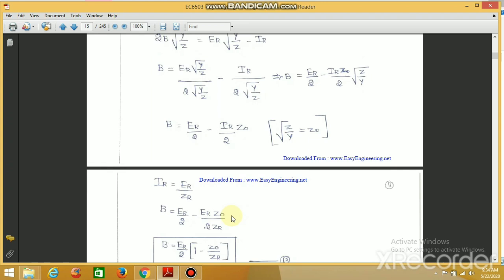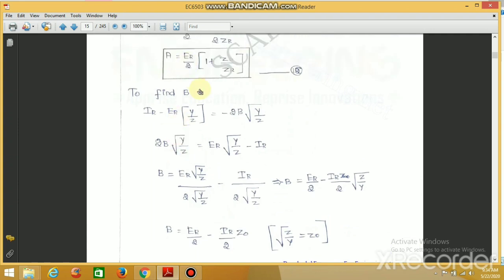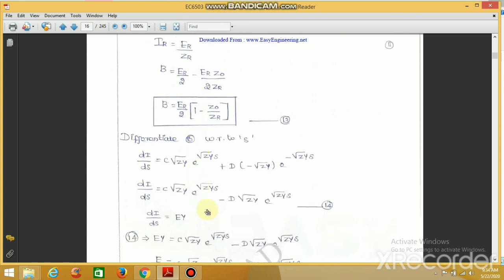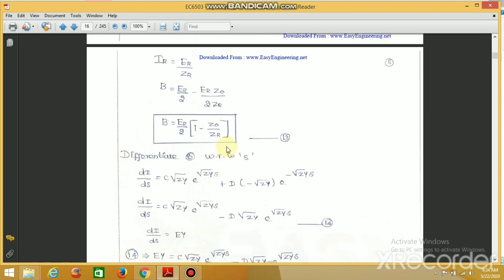So you can straightaway write that by solving equations 10 and 11, we are able to find A and B such that A is equal to ER by 2, 1 plus Z0 by ZR, and similarly B is equal to ER by 2, 1 minus Z0 by ZR. So we have found out A and B. Now we need to calculate C and D. To calculate C and D, we have to differentiate equation 6.